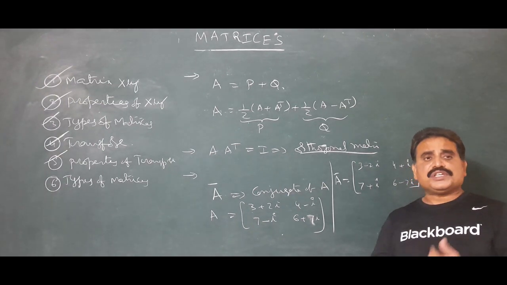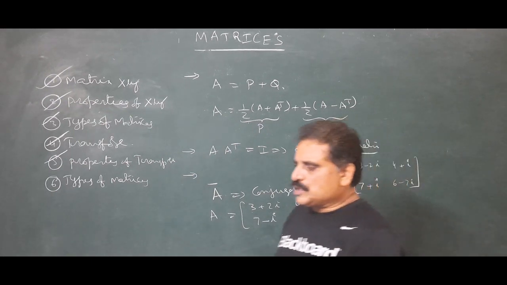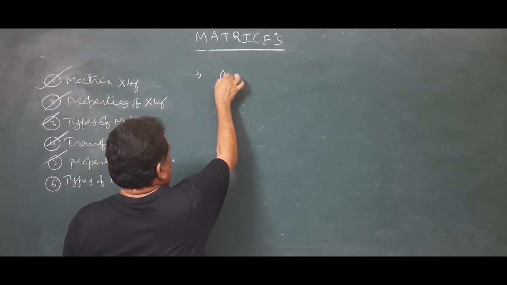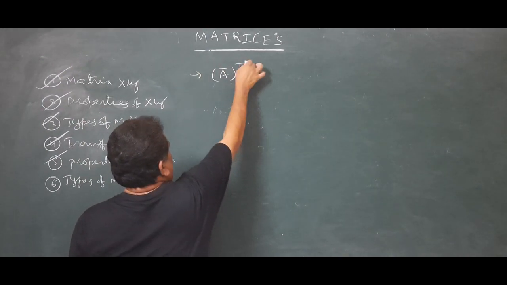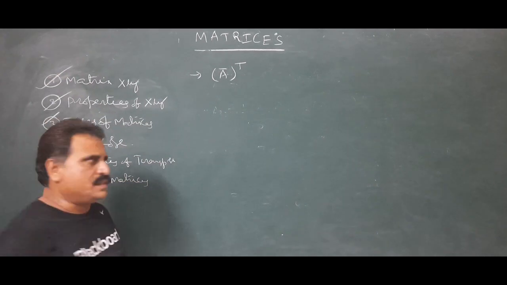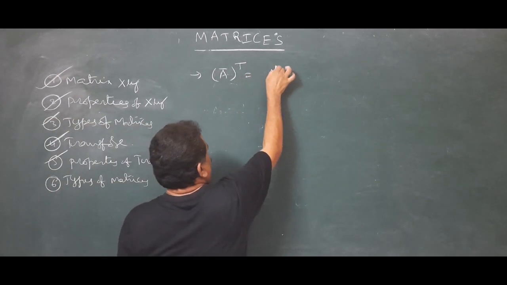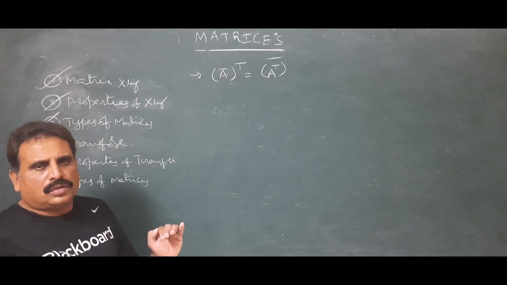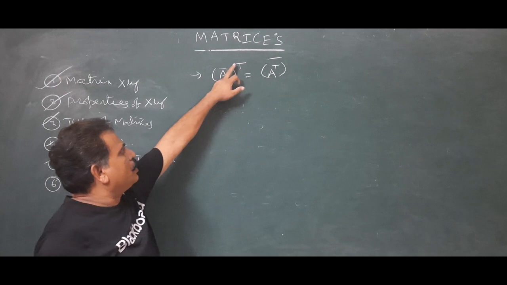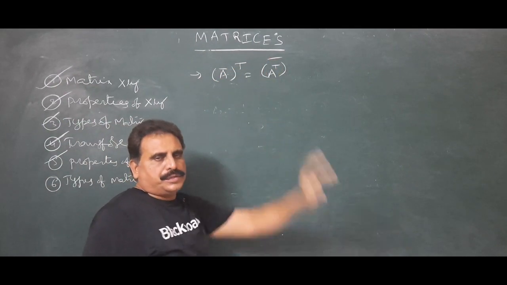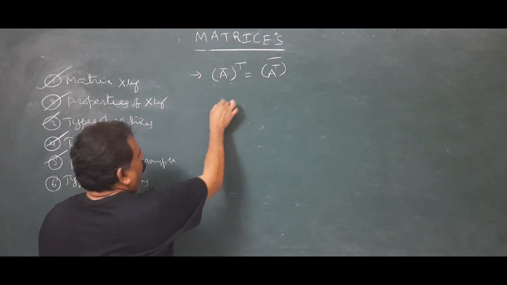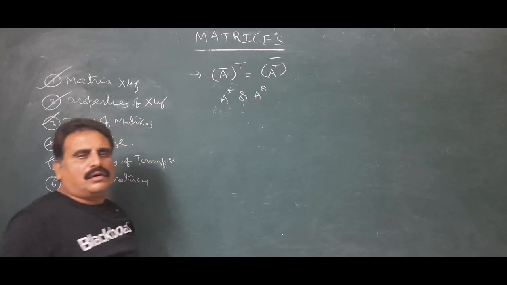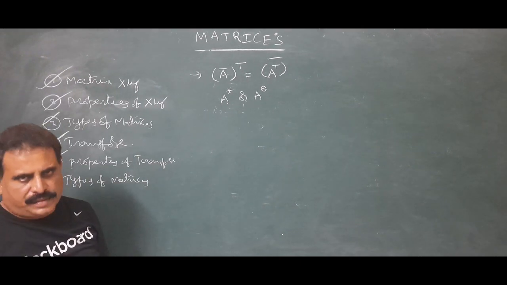Now the transpose of a conjugate matrix. A bar transpose is the same as A transpose conjugate. Both are the same. That is called the conjugate transpose or transpose conjugate. That is denoted by A star or A theta. That is called the transpose of a conjugate matrix.